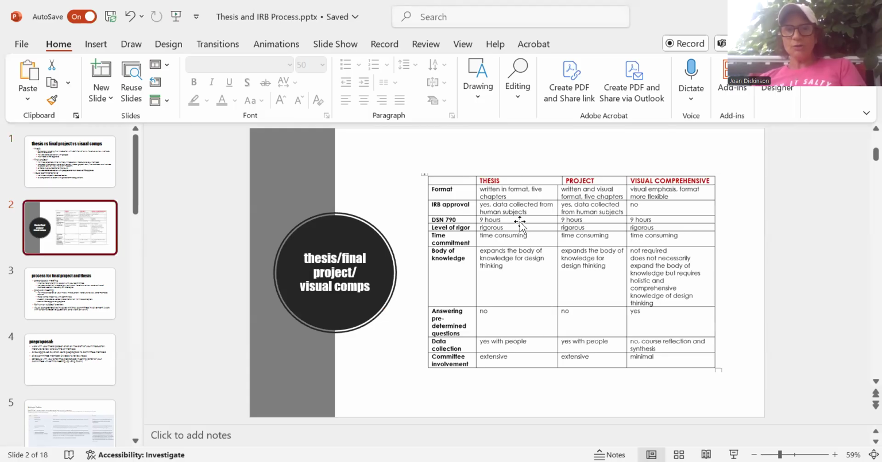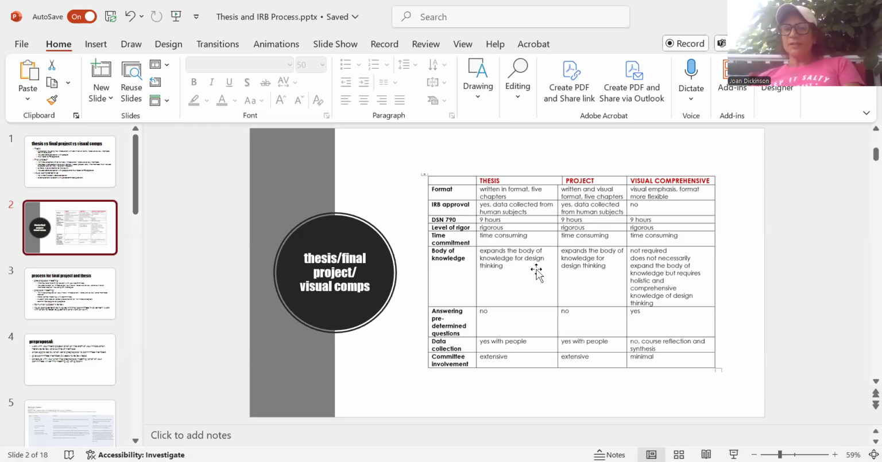So in this chart, you're going to see a comparison between the three options that you have as a graduate student within our program. You're going to see, first of all, three of them do require 9 hours. Okay, so you would take 9 hours for each of these. You're also going to notice the format. And you're also going to notice that all three are considered to be rigorous.